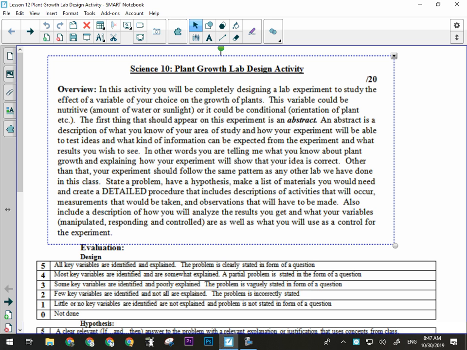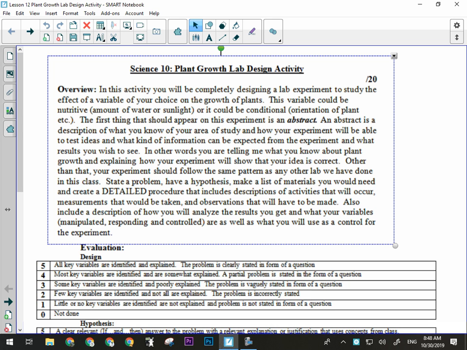Yes? Okay, then you'll have a materials list. Just write down some things you think you would need. Plants, dirt, pots, water. Simple things. You're running an experiment on plant growth after all. So that's pretty straightforward. Then your procedure after that. Everybody with me there? All right, sorry, I skipped one thing.